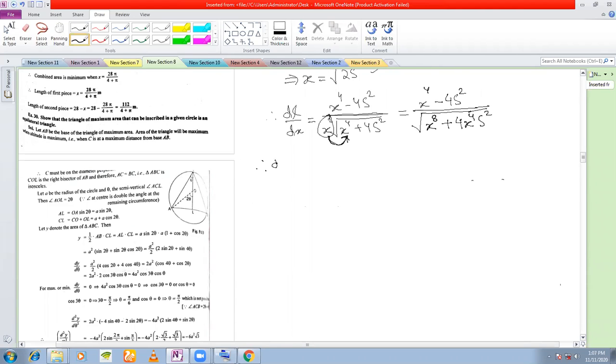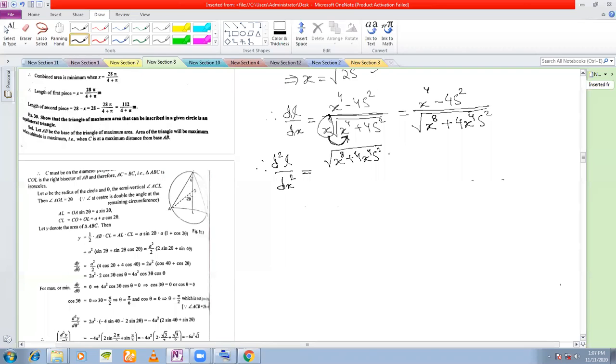So therefore d2l by dx2 is x to the power of 8 plus 4x to the power of 4. Don't be afraid of your differentiation. You just need the sign of d2l by dx2. Remember, you only need the sign. You are not bothered about anything else.